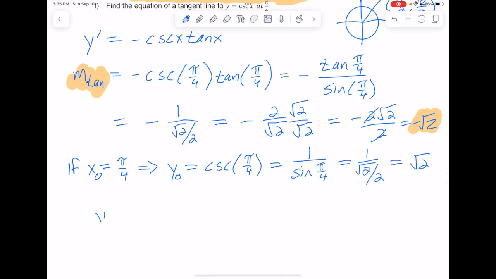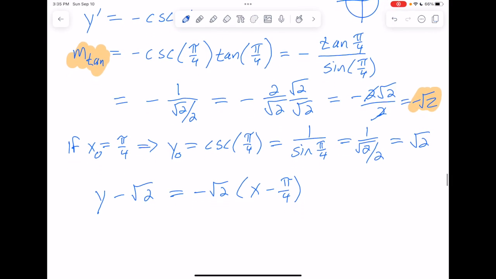So our tangent line would be y minus the y coordinate, so y minus root 2, equals our slope, which was negative root 2, times x minus the x coordinate we're talking about, which is pi over 4. And I think that's fine as an equation of the tangent line. If you need to graph it, we could move the root 2 to the other side.